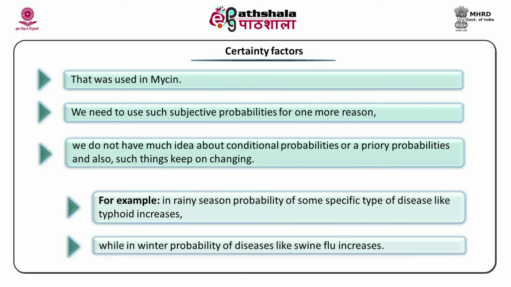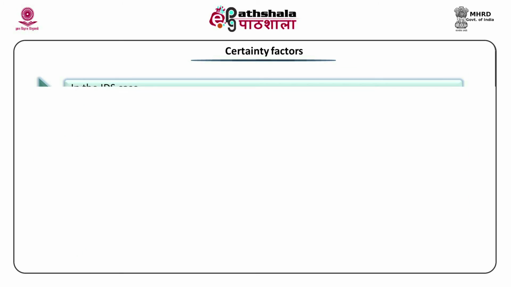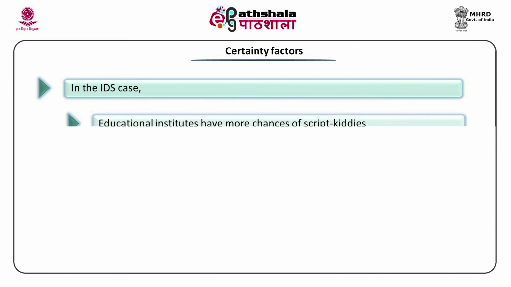See, the subjective probability is different from objective probability, because subjective probability not only depends on experts' intuition and judgment, but also varies over a period of time and sometimes is location dependent as well. So, in rainy season the probability of some disease increases, and in winter the probability of some other disease like swine flu increases. And let us take one more example of the intrusion detection system.